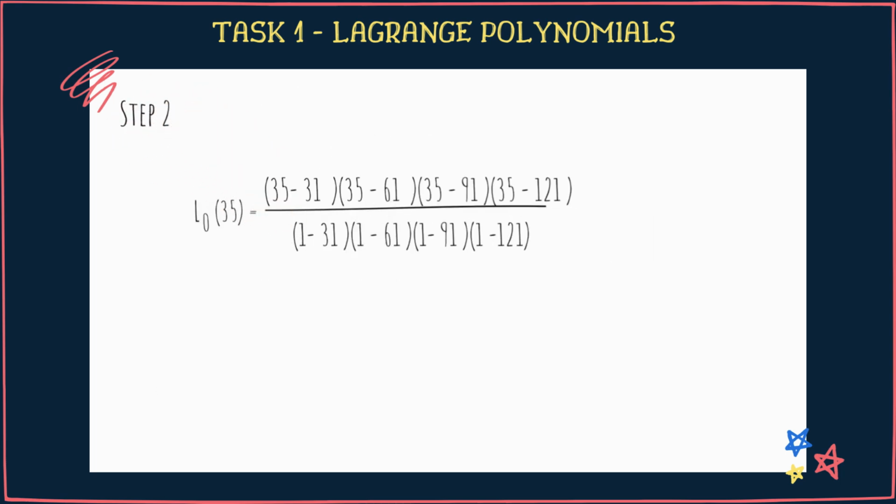Now, look at the L0 formula. We substitute our x value, which is 35, and then we plug in x0 until x4 that we select from the table. By calculating this fraction, we get the specific weight for our first point.